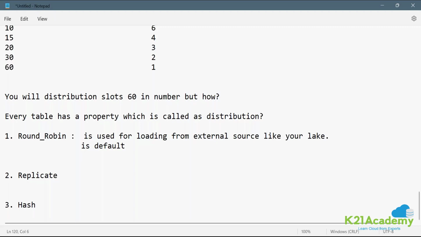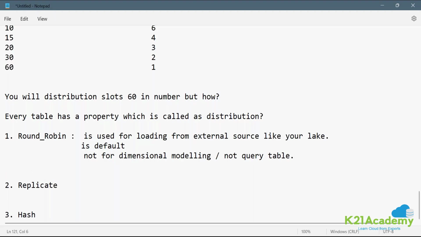It is for loading activity, not for dimensional modeling. These are not for facts and dimensions. It is for loading, not for dimensional model, which means these are not query tables per se, and these are loading tables, not query tables. So if they are not query tables, then what? Don't place any index, right? So we generally use heap on them, no index. Heap, which means no index.